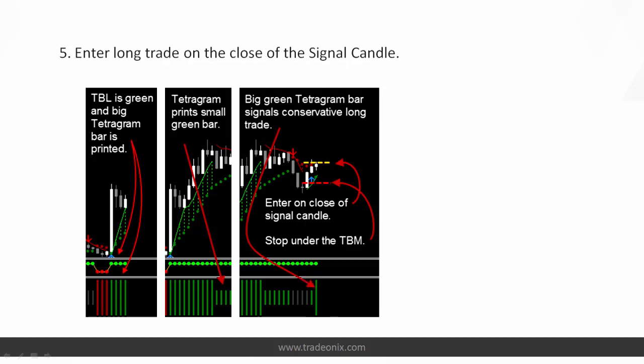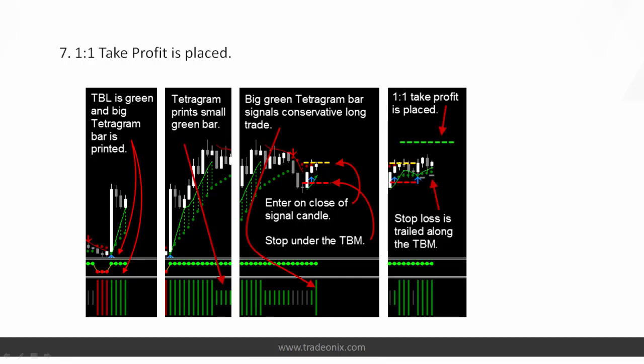We're going to enter long on the close of that candle, and that is where the yellow line is. That is where we enter the long position. Stop loss is placed under the TBM. The TBM dot is right here. Stop loss goes just underneath it. The 1-to-1 take profit is placed.